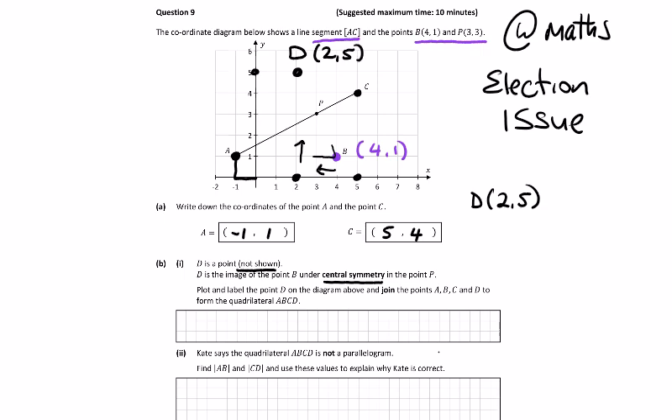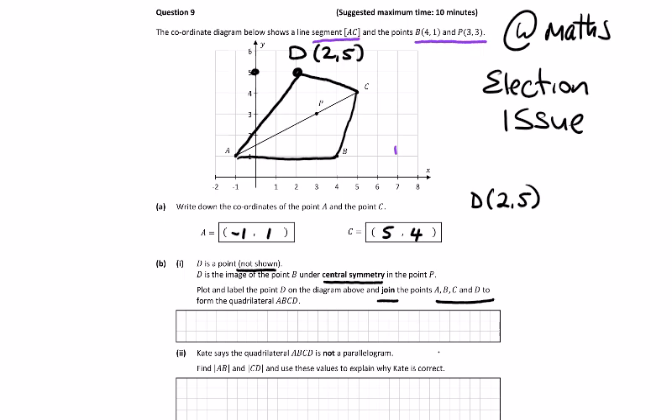Plot and label the point D in the diagram and join the points A, B, C and D to form a quadrilateral. So I'm just going to tidy up the diagram here. A, B, C and D. So just connect A to B, B to C, we're joining A to D, and you're going to use a ruler in an exam. I'm doing it freehand, and A to C.